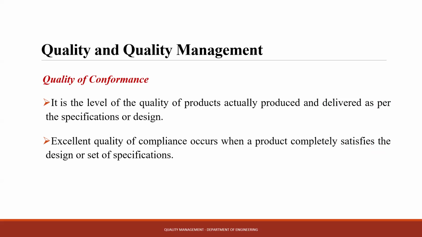When it comes to the quality of conformance, it is the level of quality of the product actually produced and delivered as per the specifications or the design. That is what we mean by quality of conformance. It refers to how well your product meets the intended designs and specifications you have. Once you build the real product and produce the actual products, how well do those actual products meet the intended design and the specification? So very simply, it is about how closely your product matches the planned standards and the requirements set by the design team. Right?